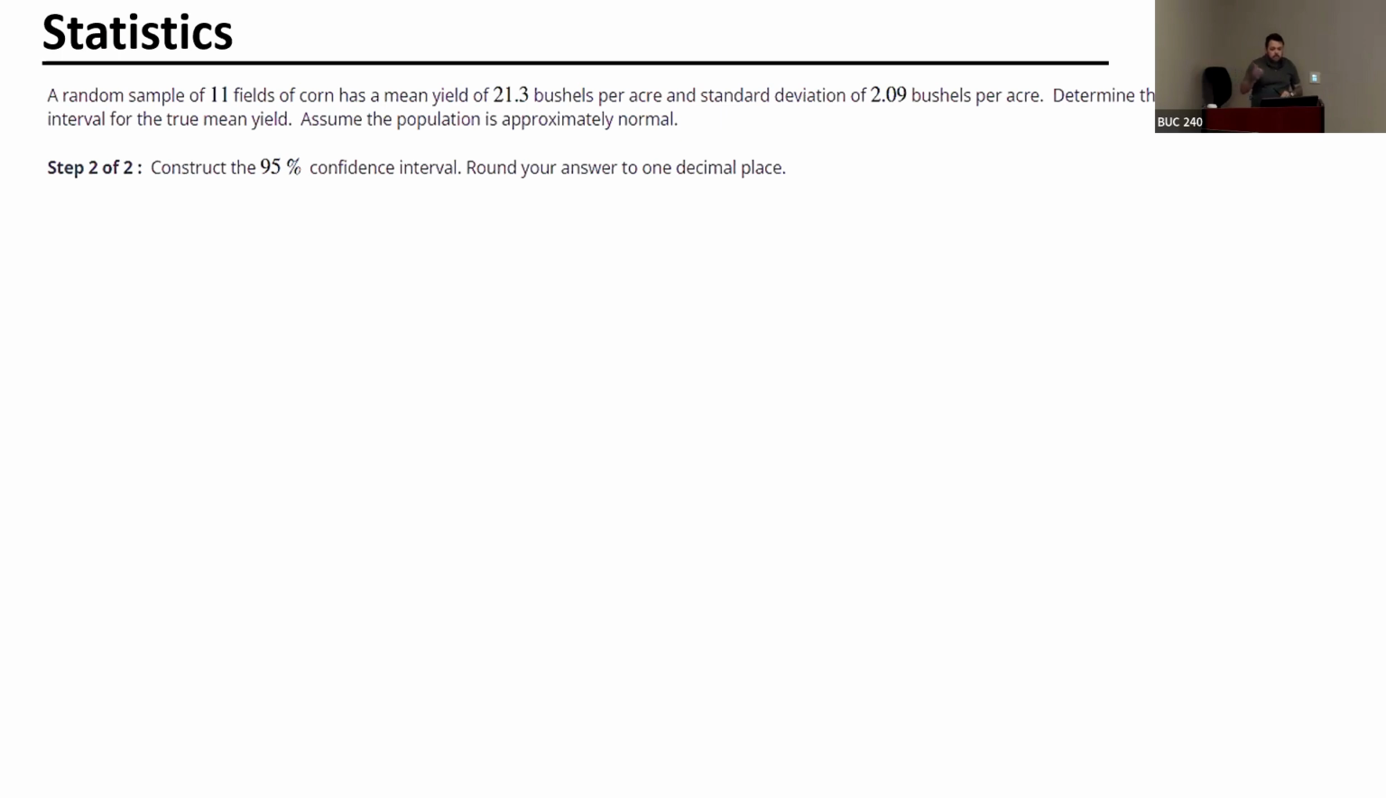Okay, well, notice they start off right off the bat: a random sample of 11 fields of corn has a mean yield of 21.3. Everything's talking about samples per acre and a standard deviation of 2.09 bushels per acre. Did they specifically say the words population standard deviation? No. Everything is in reference to a sample, so I know, guess what? I'm using that student's t-distribution. That's going to be the guy I'm looking for.